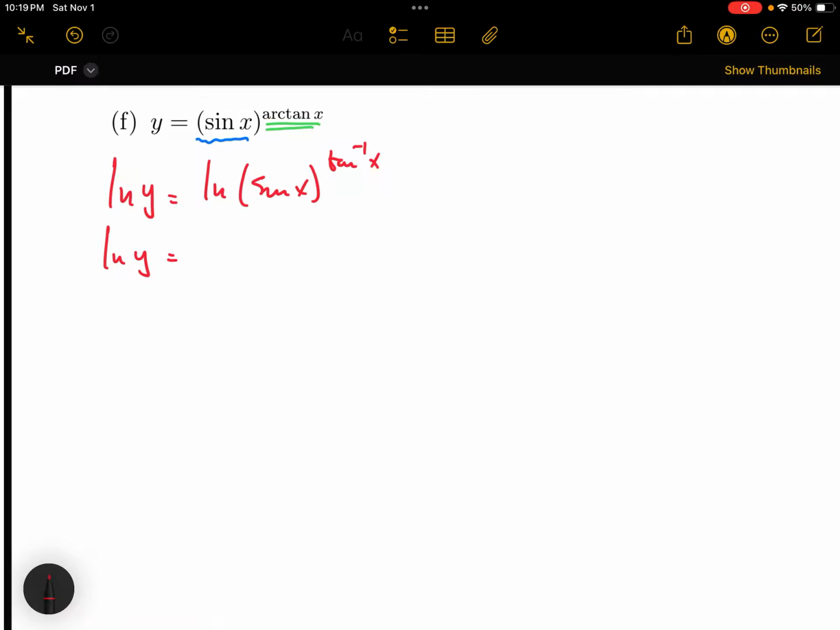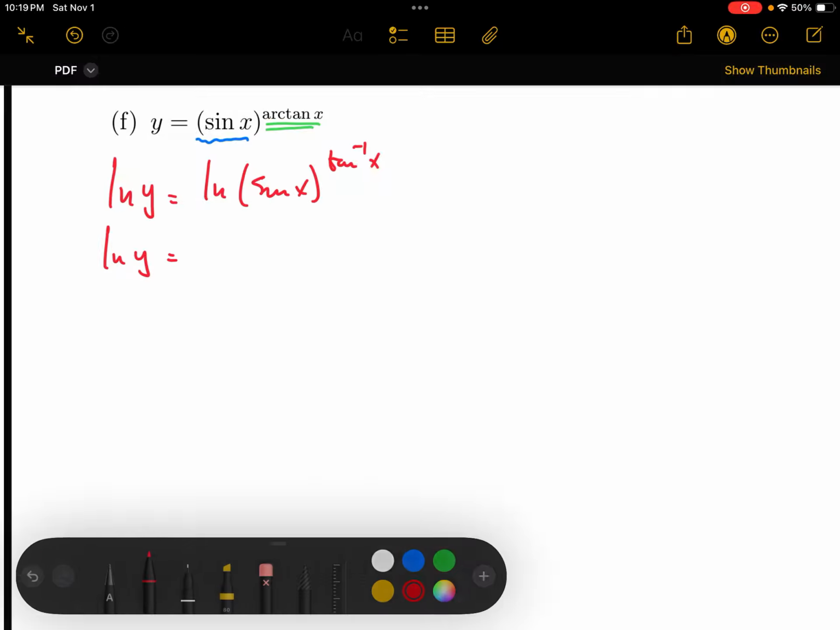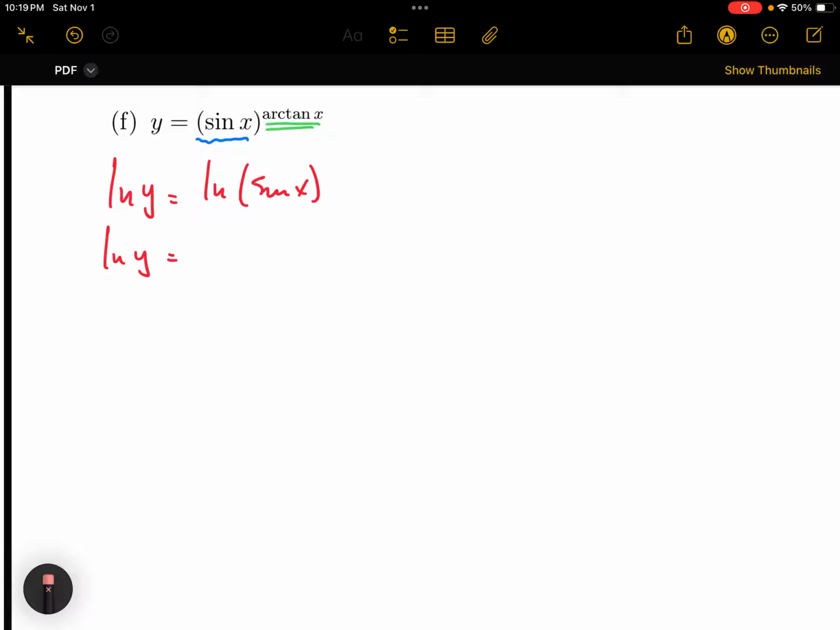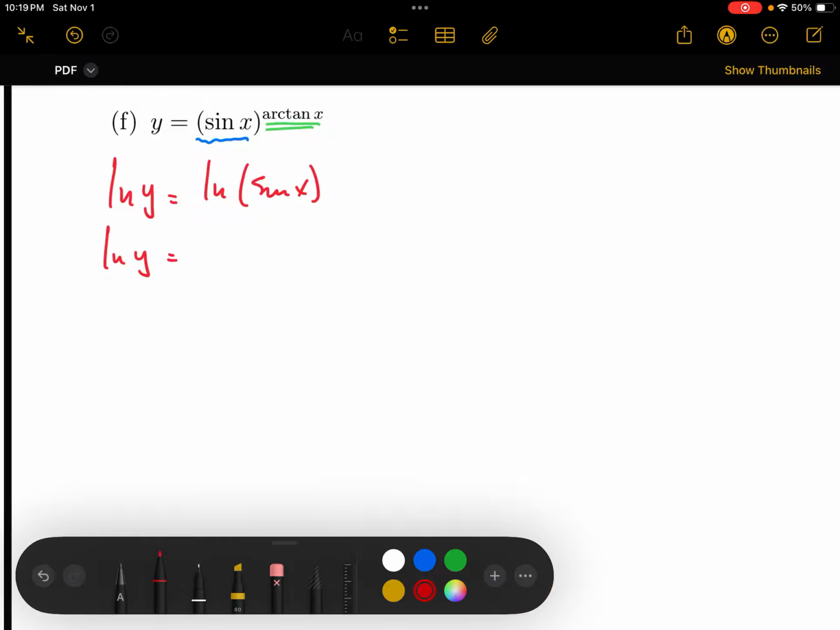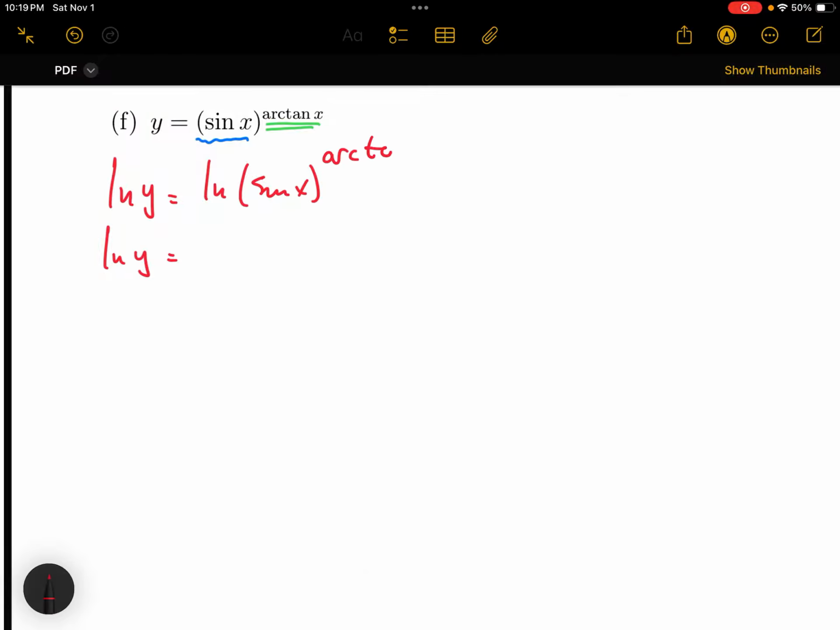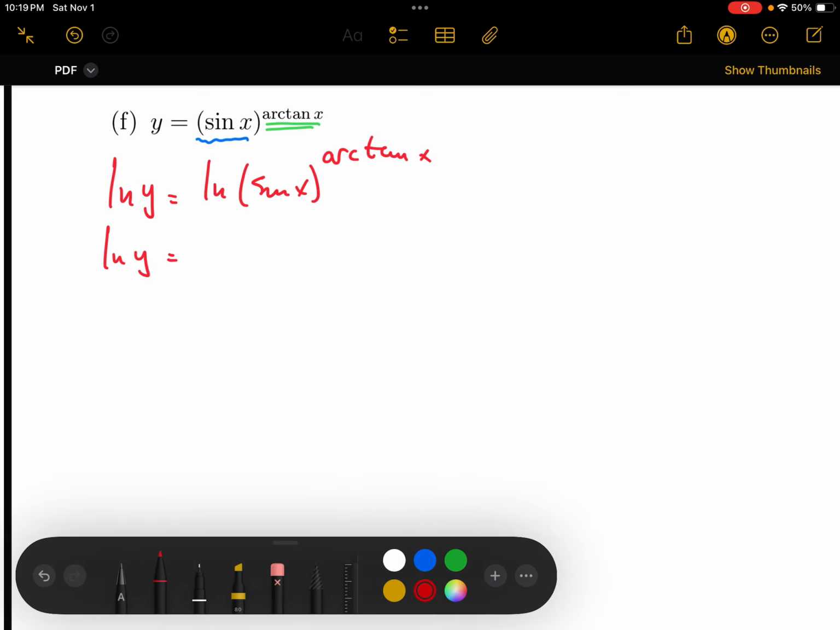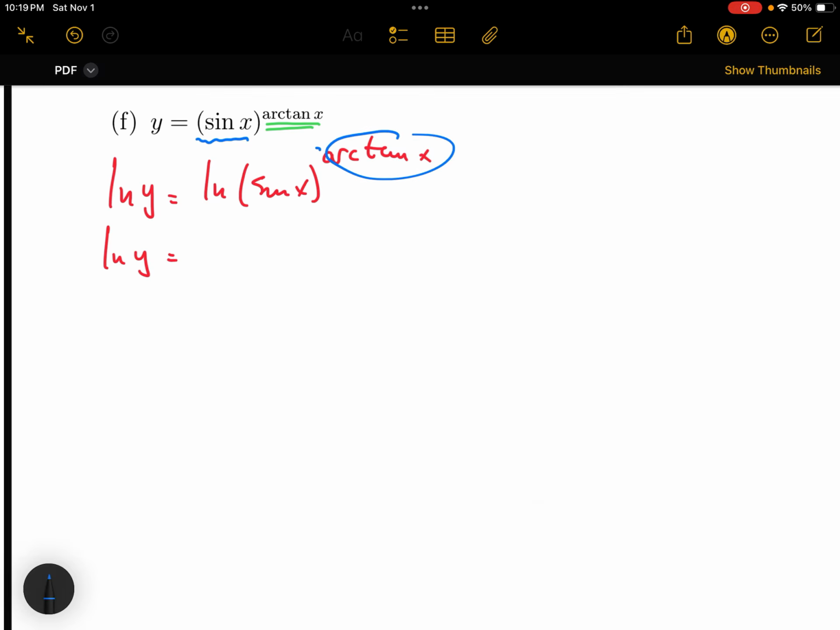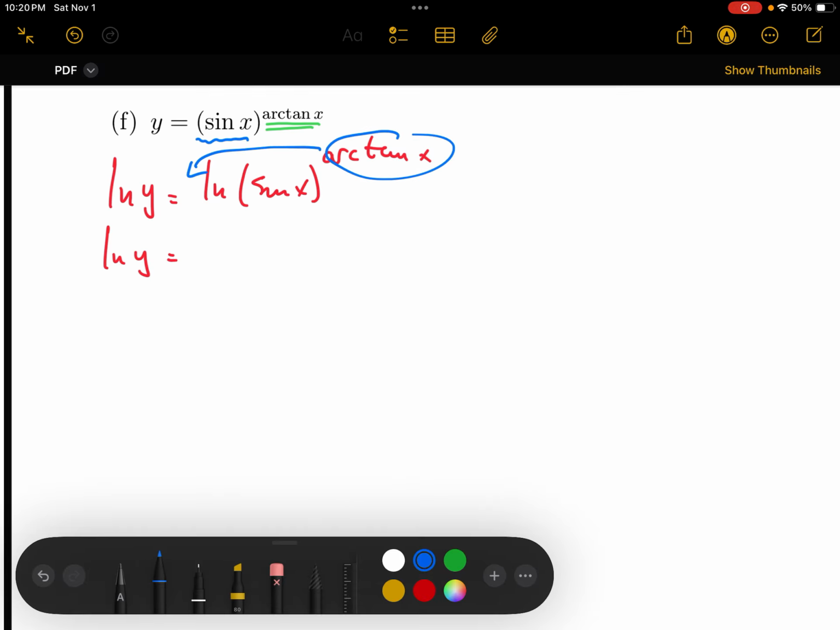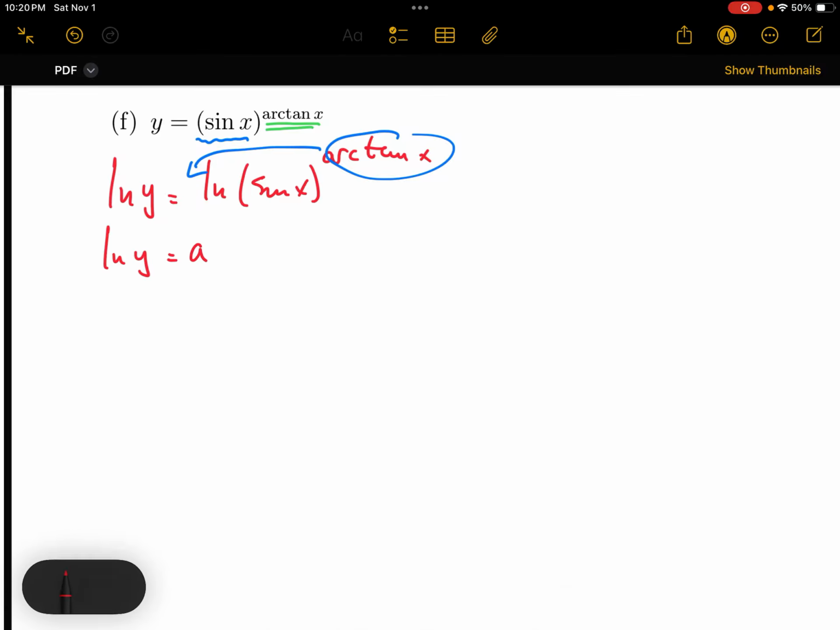And now simplify, it means just bring this arctangent here by properties of logarithms, just bring it in front of the ln function. So I have arctangent of x times ln of sine of x. And now we move on to implicit differentiation, taking derivatives on both sides.